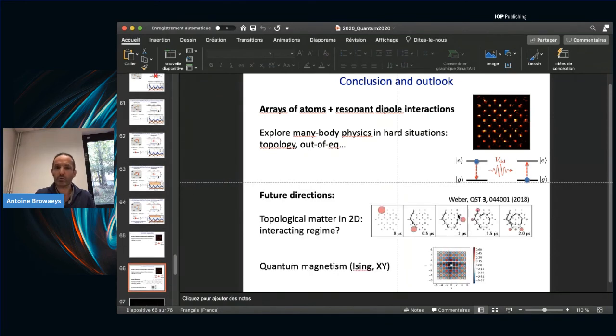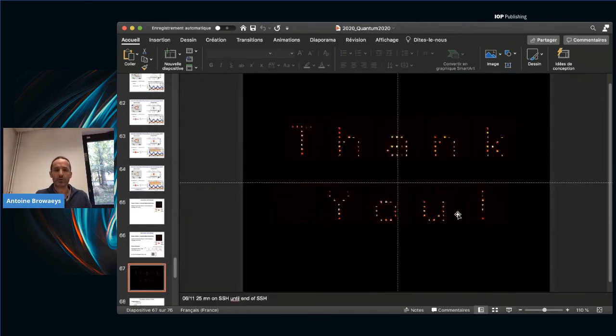Of course, what we want to do next is to go towards 2D and larger arrays, to implement the proposal of Hans-Peter Büchler, but also to reach the interacting regime, which is really the one where we are supposed to be able to reach fractional topological matter. I should also point out that there is another line of research associated with this exchange model, which I have not discussed so much, but that's something we're exploring in the context of quantum magnetism. So with this, I would like to thank you for your attention.